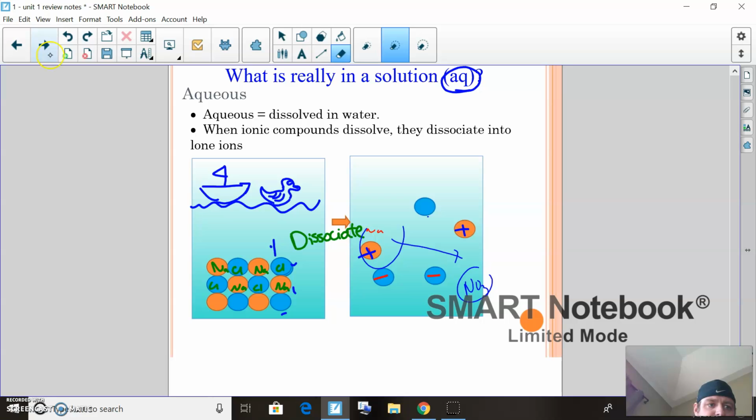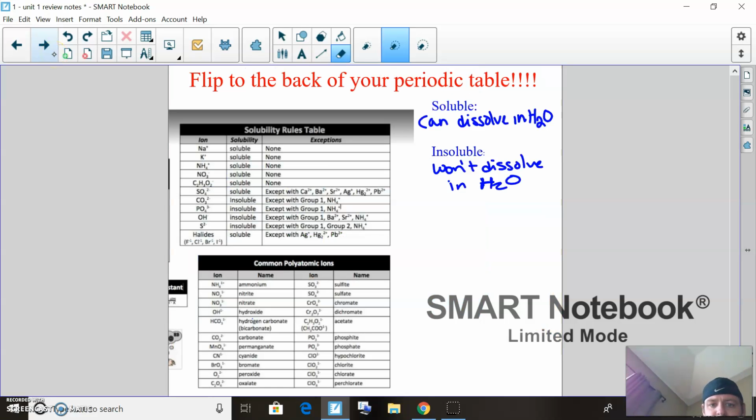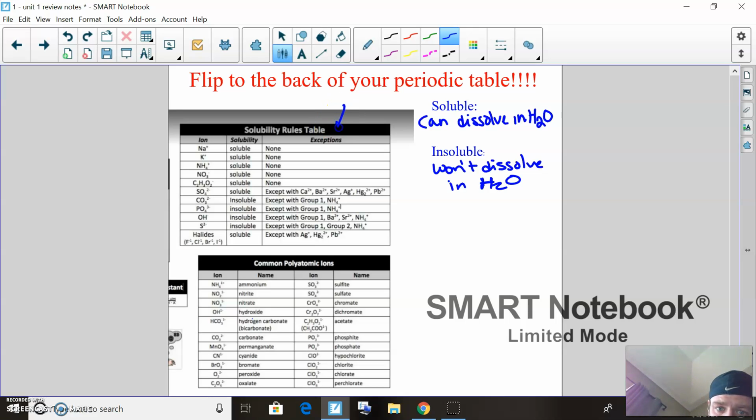They dissociate. So for this, we can use the backside of our periodic table for the solubility table. Soluble means it can dissolve in water. Insoluble means it won't dissolve in water. Now there are some exceptions too.